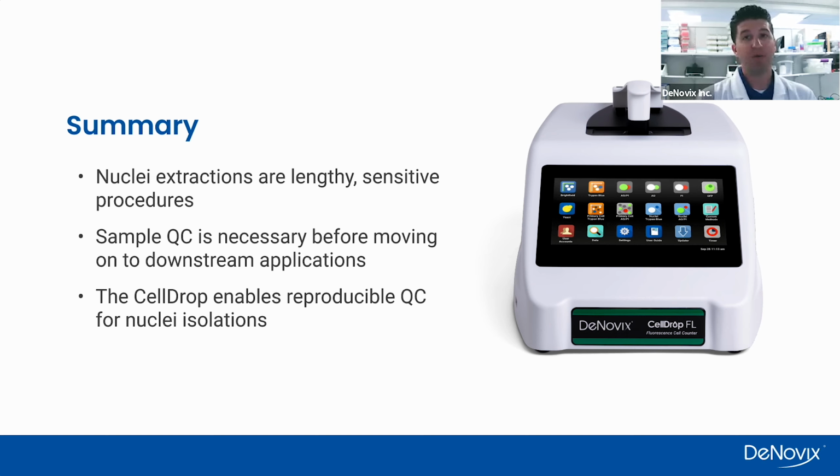Sample QC, sample quality control, is a critical component to ensure that you're not wasting money on a sample that wasn't extracted well or had some other issues that can be easily visualized by simply counting. So with image-based counting on the CellDrop, we're able to reproducibly QC all your nuclei samples in a way that is easy to interpret and powerful, that allows you to make quick decisions before you go on with your experiment.